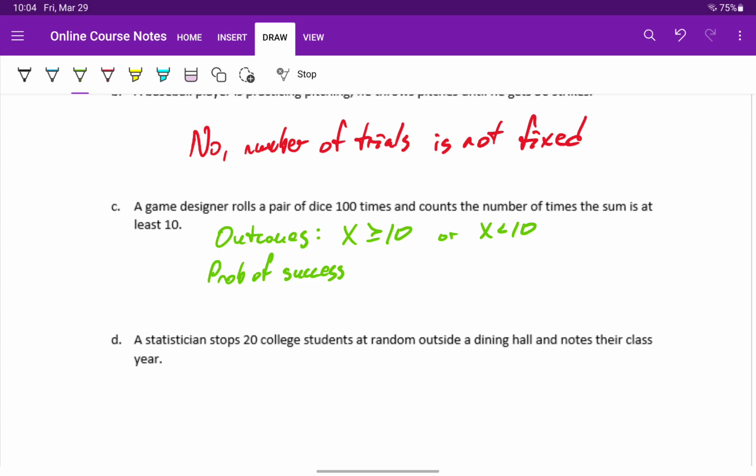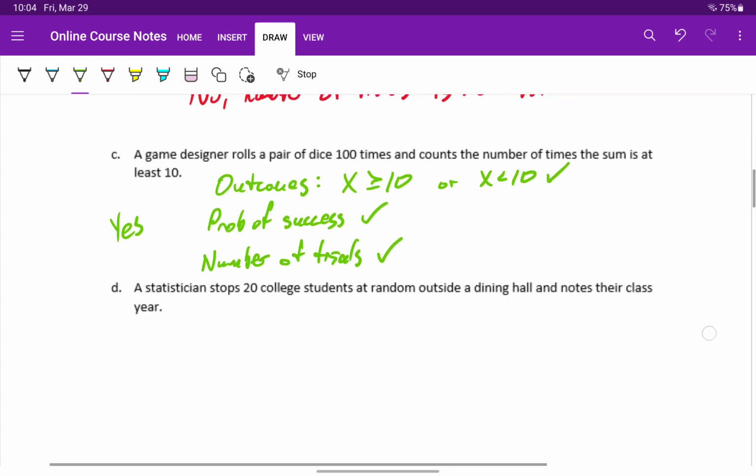The probability of success in this case is fixed because every time you roll the dice, there's the same probability of getting those different results. And the number of trials needs to be fixed, which in this case it is, because he's going to roll those dice 100 times. Since this scenario meets all three of those requirements, yes, this is a binomial experiment, and the methods that we're going to talk about in this section could be applied.